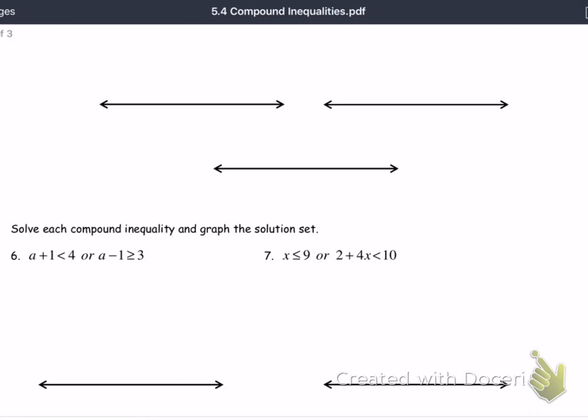So why don't you try jumping down to the bottom for number 6 and number 7 on your own, pause for a little bit, and then after a little while, check your answers, and then we'll jump back to the word problem that we skipped before.